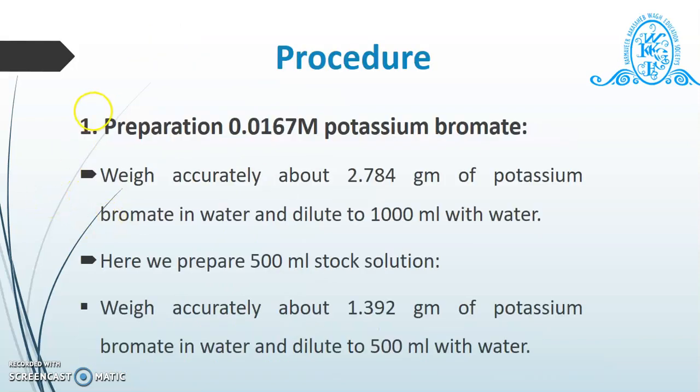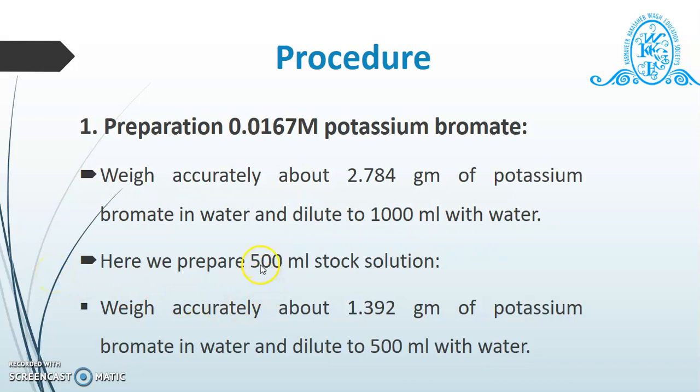Now let us see the procedure. The assay of isoniazide is performed in two steps. In the first step, we prepare a solution of 0.016 molar potassium bromate, and the second part involves the assay of isoniazide. Firstly, the procedure for preparation of 0.016 molar potassium bromate. As per IP, 2.784 gram of potassium bromate is weighed and dissolved in 1000 ml of water. But here we prepare this solution up to 500 ml.